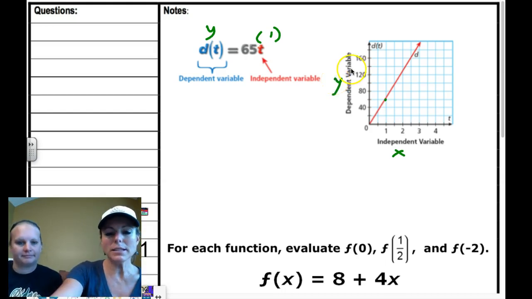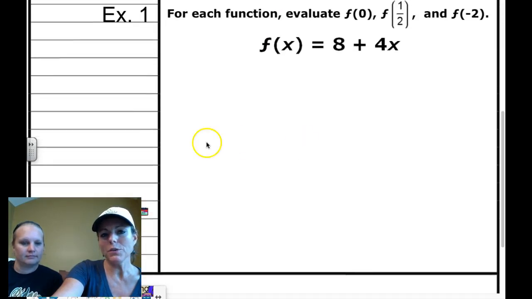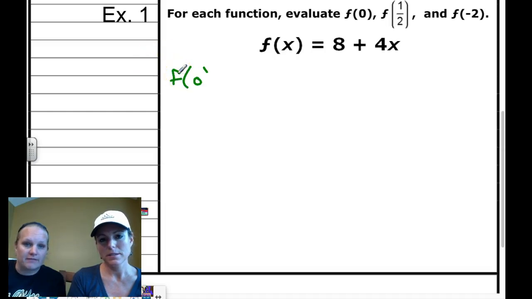Okay, let's try an example here. We're going to give you a function, and we're going to evaluate that function when x is equal to 0, 1/2, and -2. So we're going to have 3 different equations. This is the number that we care about, that we're plugging in. So it's saying f of 0, so we're going to write that. f of 0 equals 8 plus 4, and instead of x now, we're actually going to plug in our number.